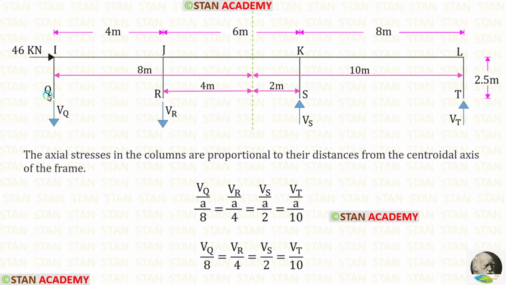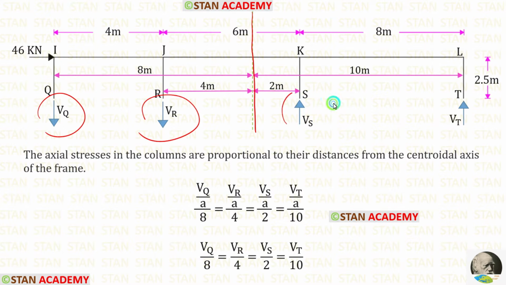Let us name the vertical force in the point Q as VQ, in the point R as VR, in the point S as VS, and in the point T as VT. On the left side of center of gravity, the forces will be tensile. On the right side, they will be compressive. That means on the left side of center of gravity, the forces will be acting downwards, and on the right side, they will be acting upwards.